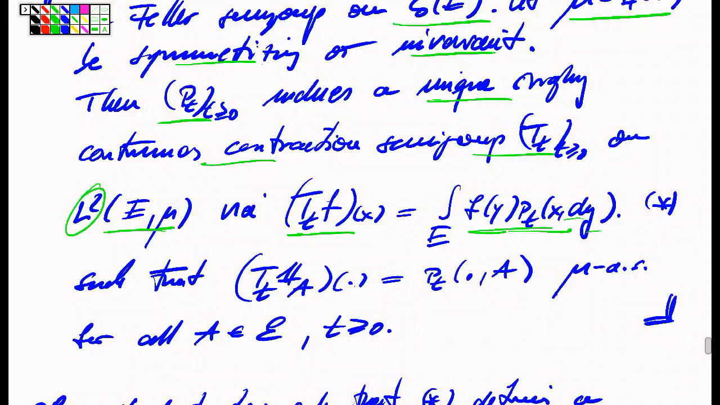And I claim that this operation maps L2 functions into L2 functions, and moreover, that this family of operators produces or realizes, in fact, such a family of continuous contraction operators on L2 space. And that will be the actual functional space on which we shall basically work for the rest of the lecture.